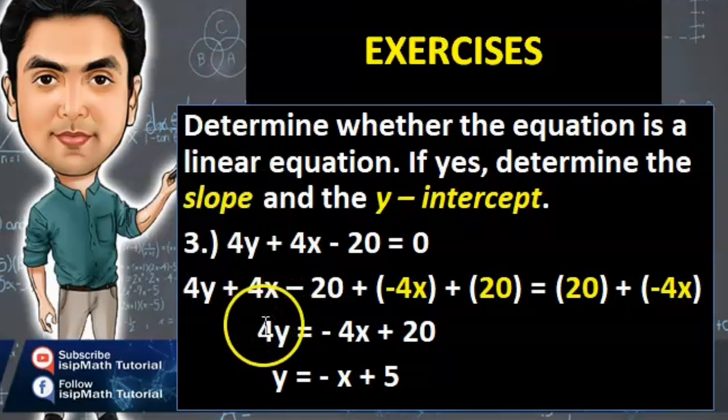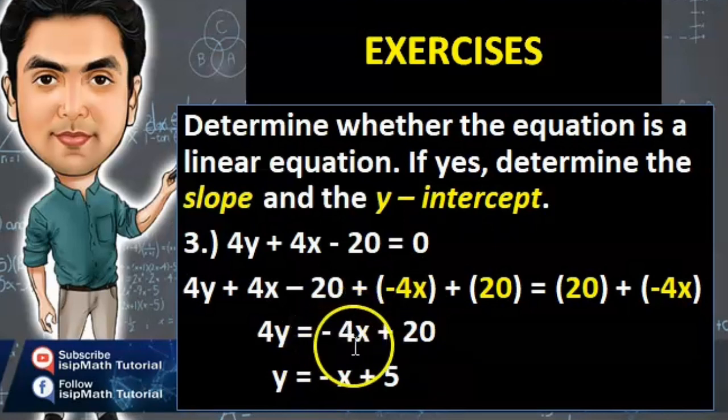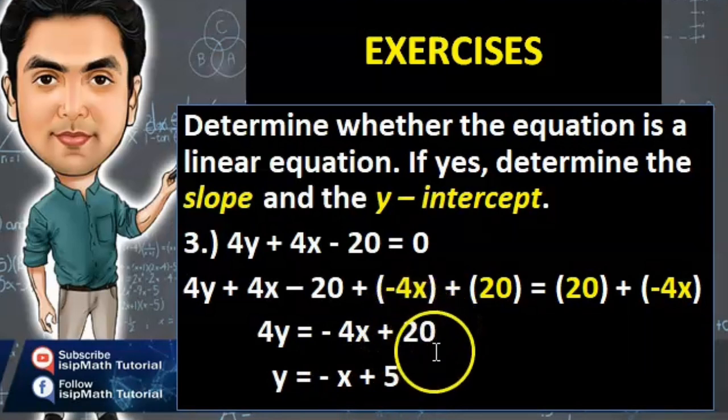So magiging 4 divided by 4, ang matira is si y. Sa kabila naman, negative 4x times 1 over 4. Nagiging negative 4x divided by 4 na po siya. Since negative 4x divided by positive 4, magiging negative x. At saka dito naman, 20 times 1 over 4, magiging 20 divided by 4. So 20 divided by 4 is positive 5.